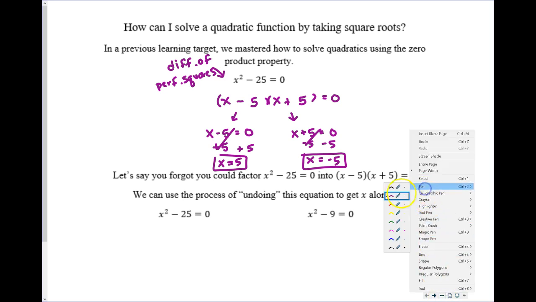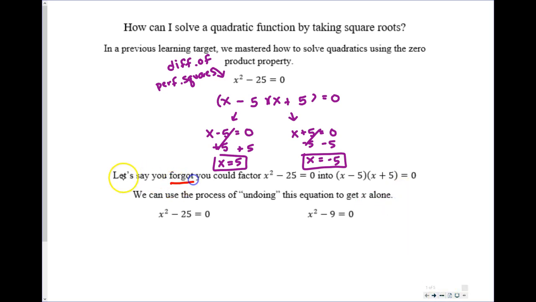Now let's say that you forget that you could factor it. Like let's say you look at this x squared minus 25 and you completely forget that it's a difference of perfect squares, which, you know, happens. So I'm going to teach you a different way of solving this. We call this the process of undoing, like we did in a linear equation, where I undo this negative 5 by adding it over. We can do that in an equation like this. I'll show you what I mean.